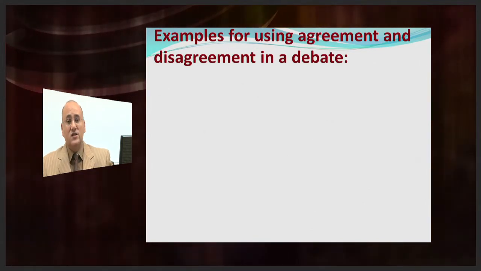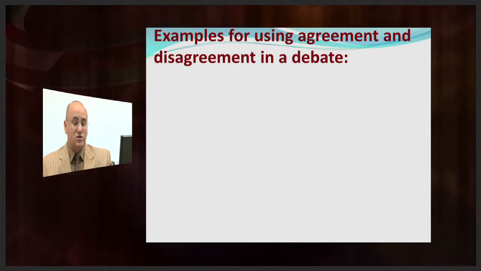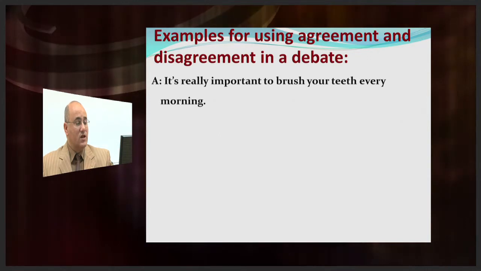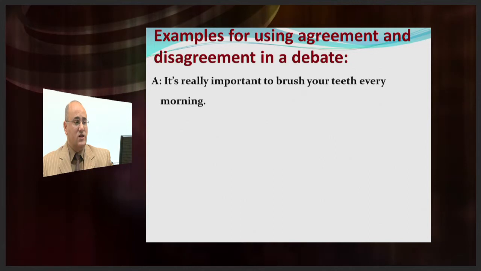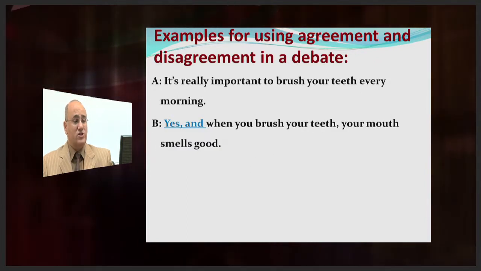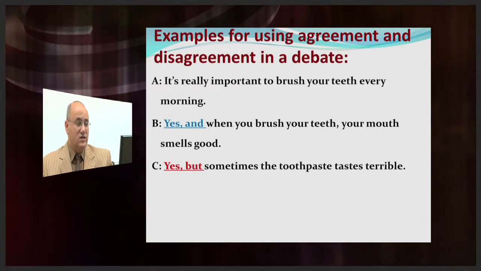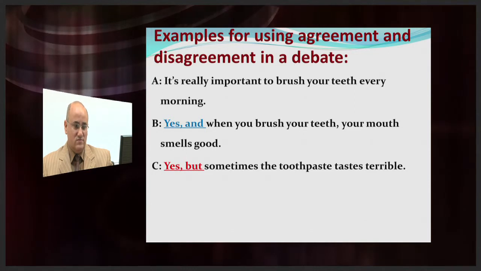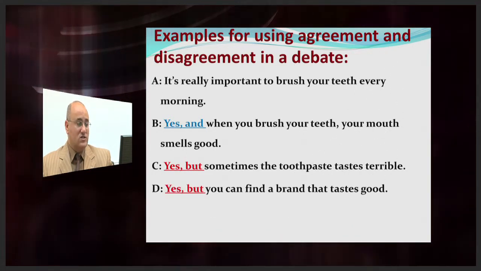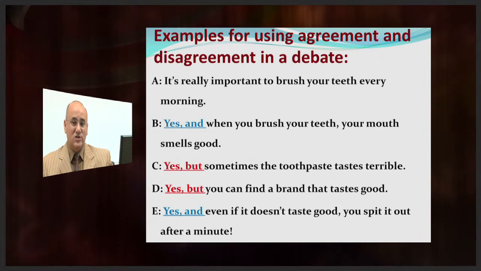Examples for using agreement and disagreement in a debate. Now you are in a debate and you are agreeing or disagreeing with somebody or a point of view. Let's see how we can do it. Student A, for example, says, it's really important to brush your teeth every morning. You can agree and say, yes, and when you brush your teeth, your mouth smells good. Somebody can disagree and say, yes, but sometimes the toothpaste tastes terrible. Somebody can disagree also and say, yes, but you can find a brand that tastes good. The other one can reply, yes, and even if it doesn't taste good, you spit it out after a minute. So in these ways you can agree or disagree during a debate.